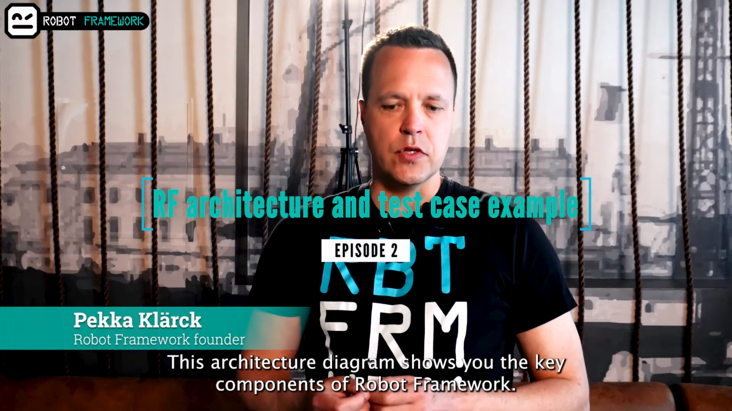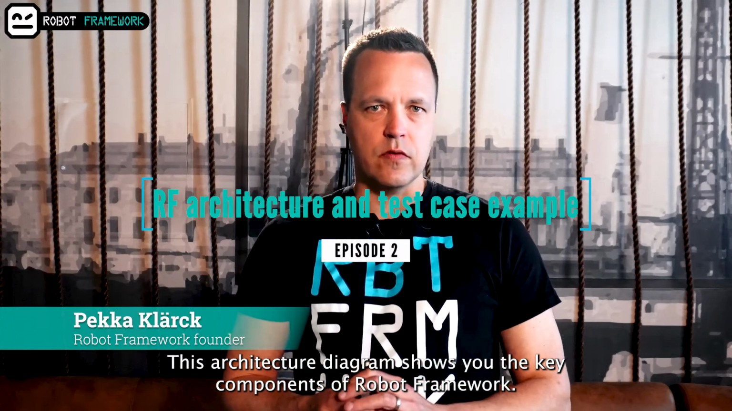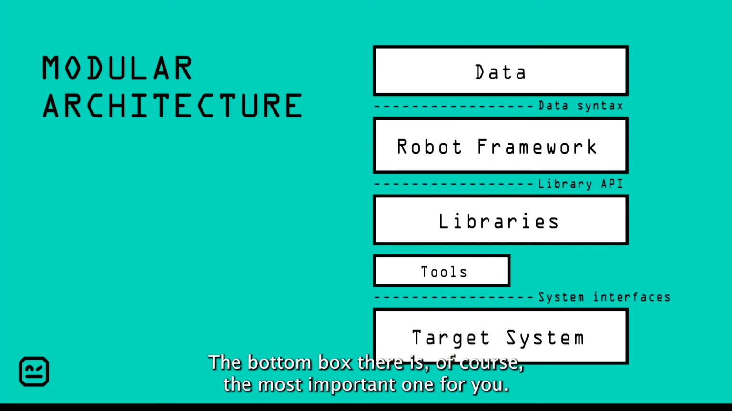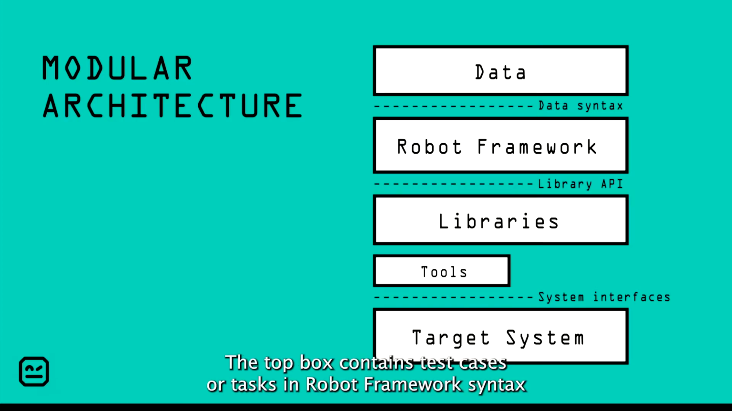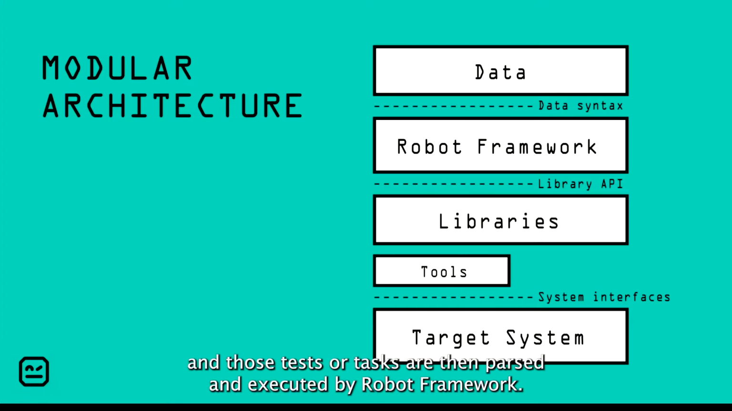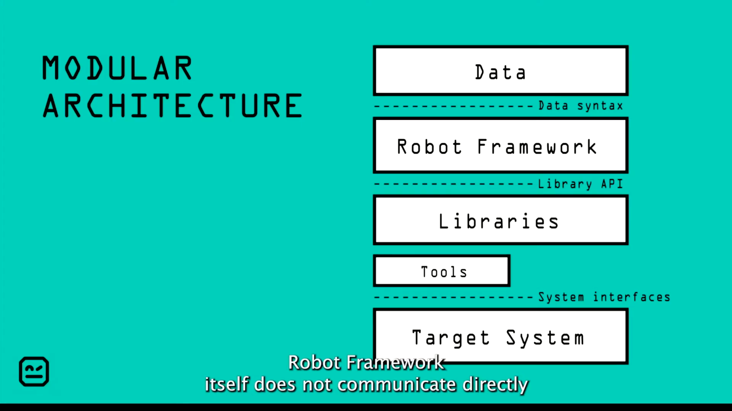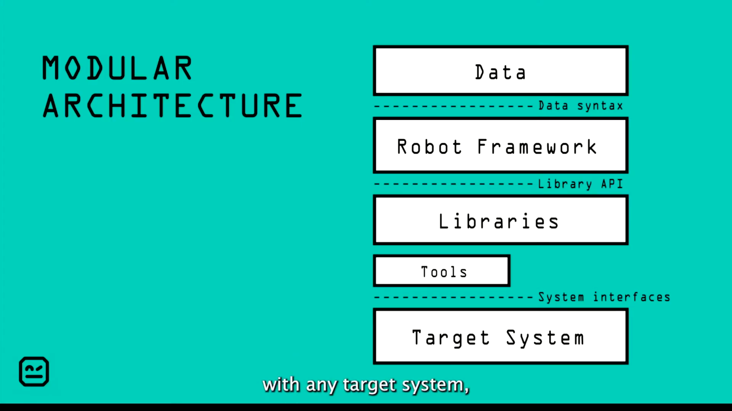This architecture diagram shows you the key components of Robot Framework. The bottom box there is of course the most important one for you. It's a system that you are testing or automating. The top box contains test cases or tasks in Robot Framework syntax, and those tests or tasks are then parsed and executed by Robot Framework. Robot Framework itself does not communicate directly with any target system. You always use libraries with it.